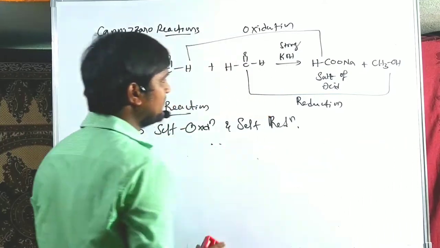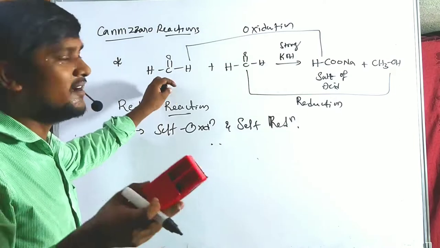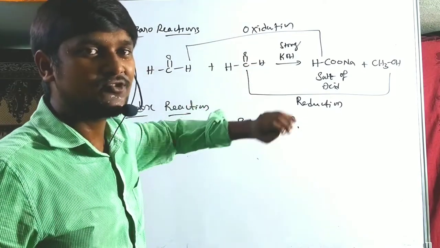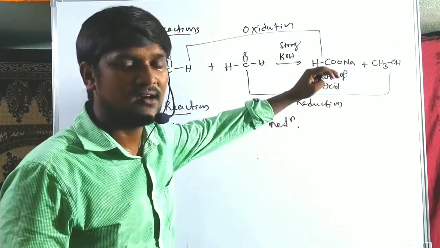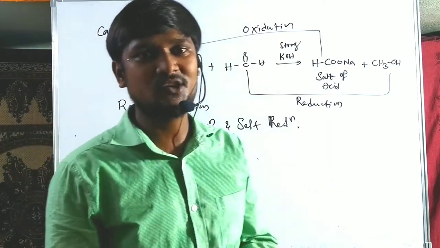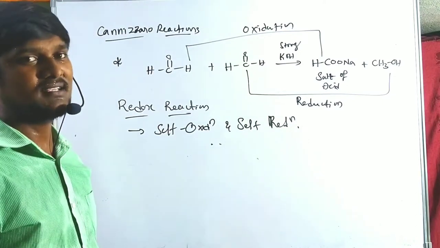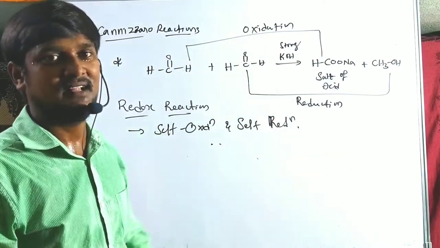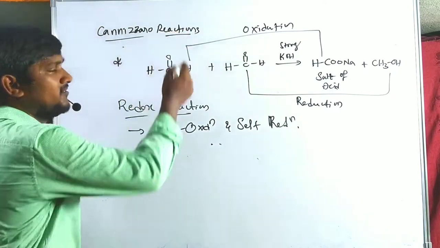Okay, so this is the Cannizzaro reaction. Now we will define the Cannizzaro reaction. 2 moles of aldehydes without alpha hydrogen are treated with a strong base. It produces one mole of salt of acid and another mole of alcohol. In this reaction, oxidation as well as reduction takes place. That's why it is called a redox reaction. So in the Cannizzaro reaction, it undergoes self-oxidation and self-reduction. This is called the Cannizzaro reaction.